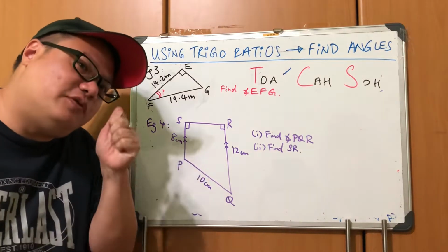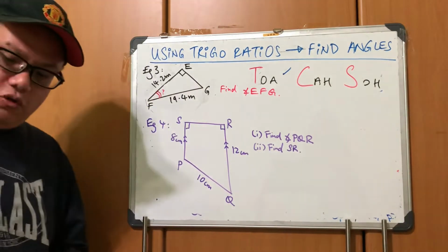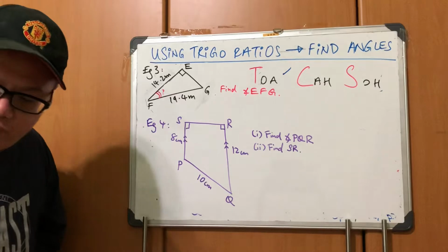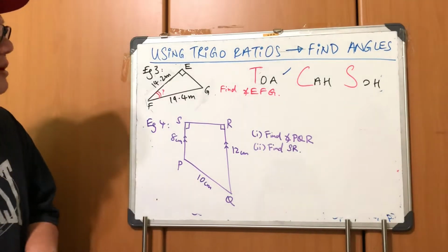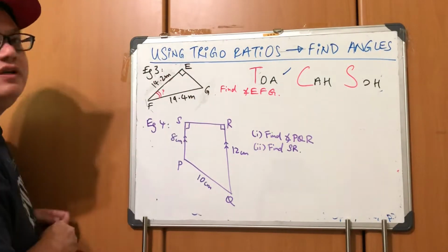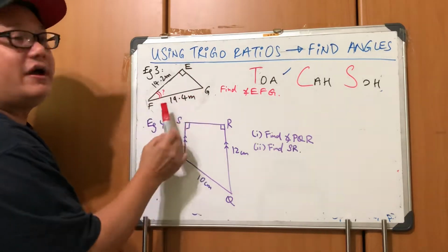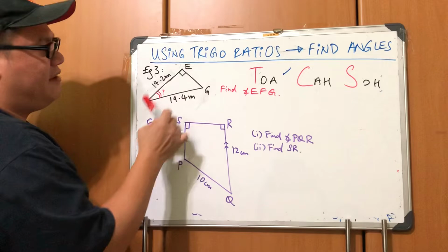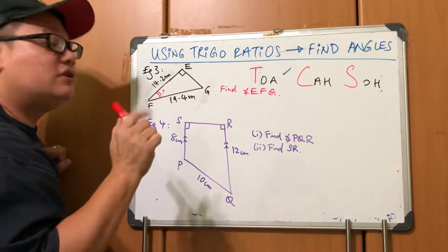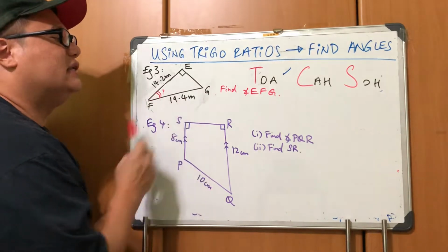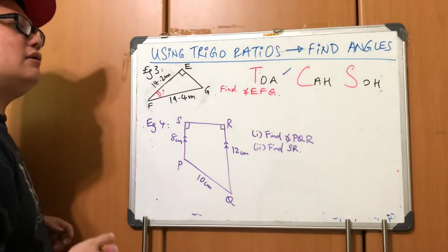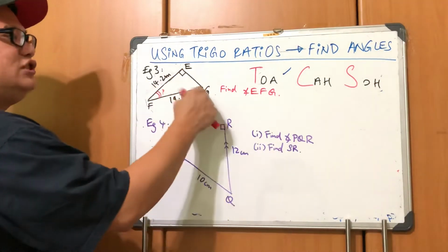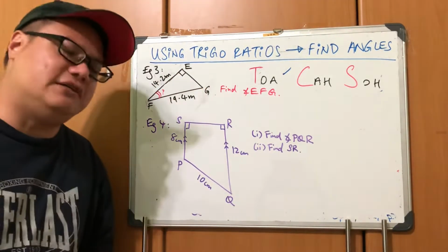Okay, let's move on to the next two examples. Over here, for question 3, I'll use the red marker. You're given that this is a right angle triangle, EFG. Angle E is 90 degrees. EF is 14.2 meters. FG is 19.4 meters. So now the question is, how do you find angle EFG? How do you find this red color angle EFG?